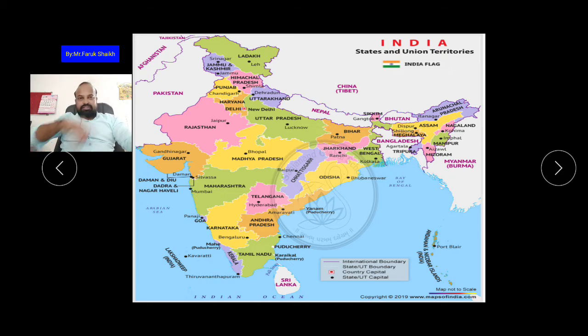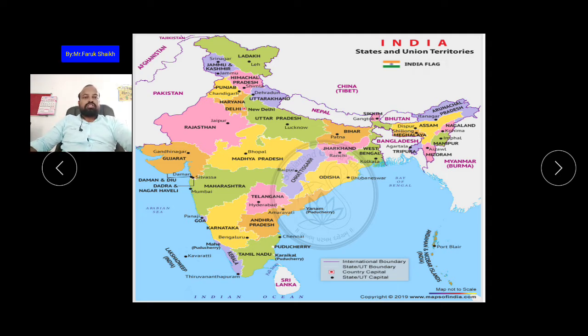So in India, here you can see Pakistan, Afghanistan, Tajikistan, China, Nepal, Bhutan, Bangladesh and Myanmar and Sri Lanka. These are the neighboring countries of India. Okay, so a question can be asked: write the names of the neighboring countries of India. So Pakistan, Afghanistan, Tajikistan, China, Nepal, Bangladesh, Bhutan, Myanmar and Sri Lanka. These are the neighboring countries of India.